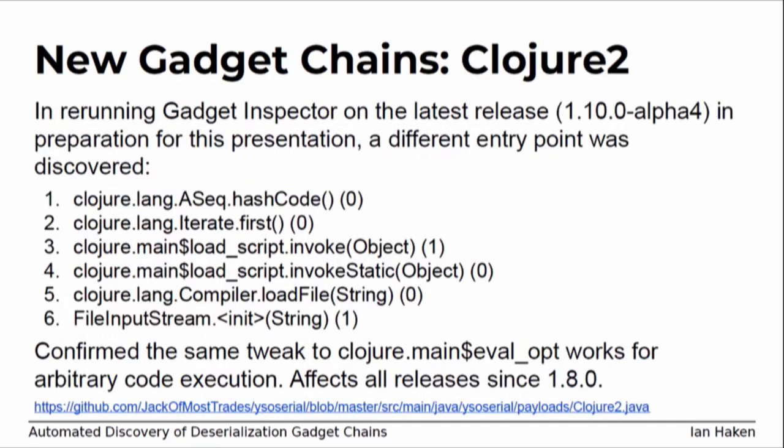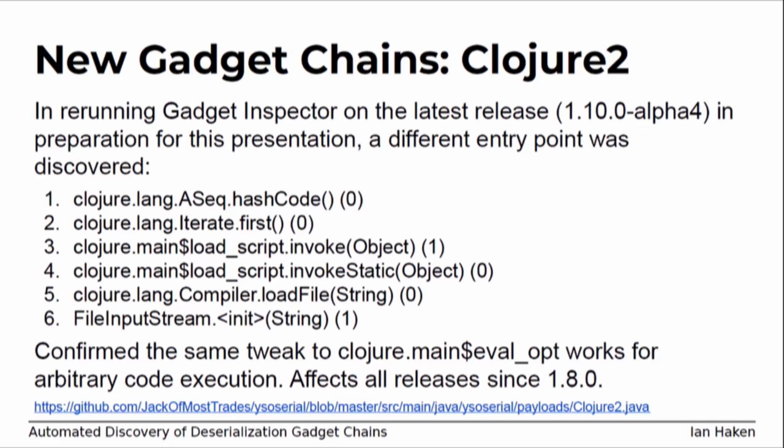So just before this talk, a couple of weeks ago, I reran Gadget Inspector on the latest release of Clojure, and it turns out that that exact same gadget chain I found before still exists in Clojure, just with a different entry point. There's another class implementing hashCode that delegates to a function, and so you can do exactly the same gadget chain using this different entry point, and that's been in every release since 1.8.0.